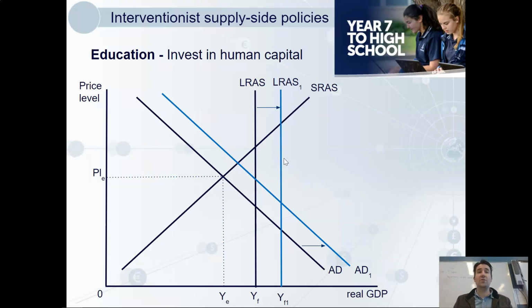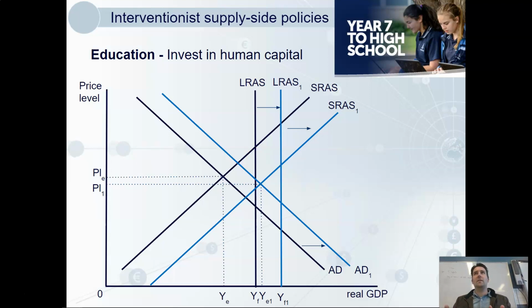The increased skills should mean that staff are now more efficient, which could lower the cost of production, shifting the SRAS curve to the right. It's important to note that although it's called the short run aggregate supply curve, here it's really the short run of the new long run. So the cost benefits to employers will not come until the long run when the better educated people enter the workforce.